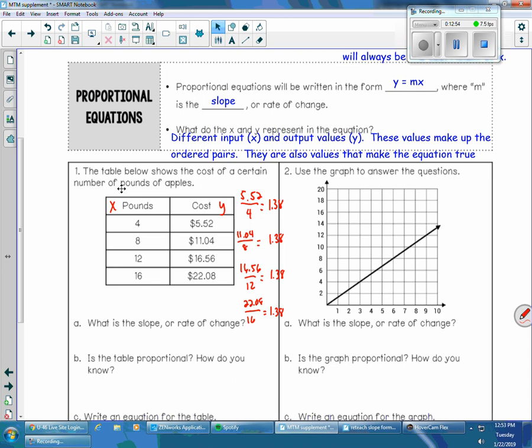So my rate of change is 1.38 or $1.38. That is my slope. What does this mean in the context of the problem? Well, since I'm doing this division, it means that the cost of apples is $1.38 per pound. So this is over 1. Okay, so it's $1.38 per pound.